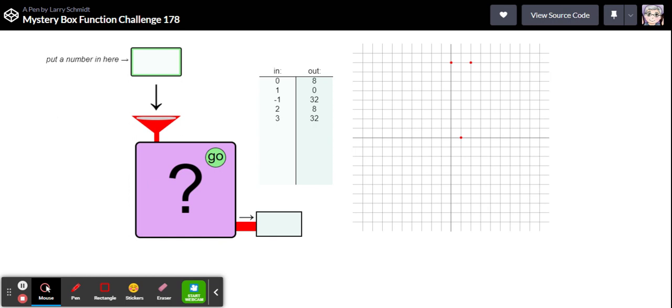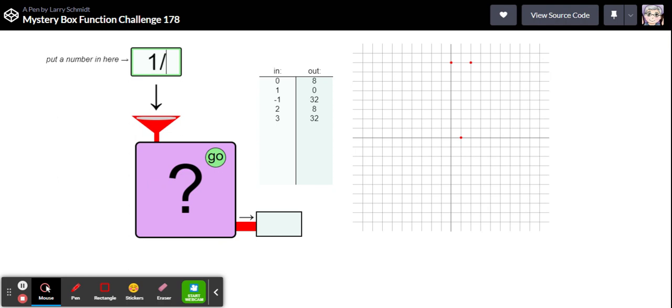What do you think? Does this look more like an absolute value or more like a quadratic? So I'm going to say quadratic because here we go from 0 up to 8, 0 up to 8, but then the next turn we go from 8 up to 32. So it looks like a curve to me. We could see this better if we put in some fractional values.